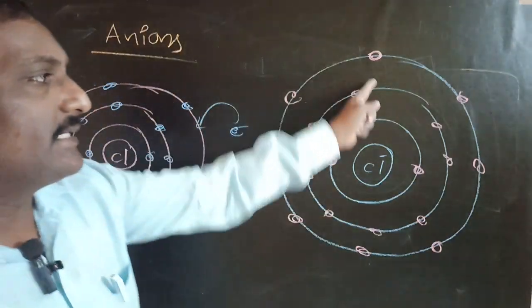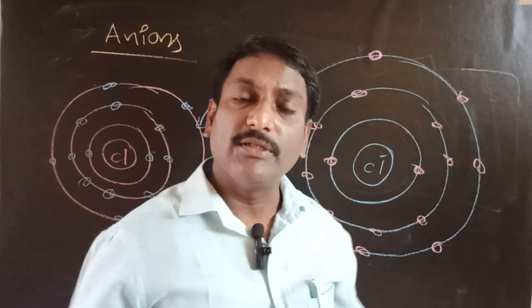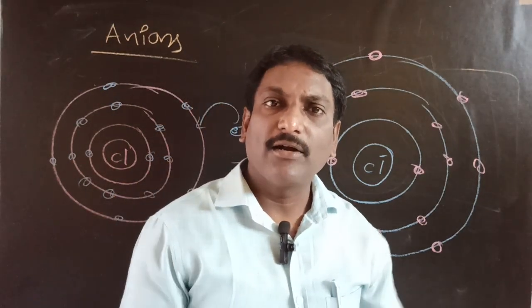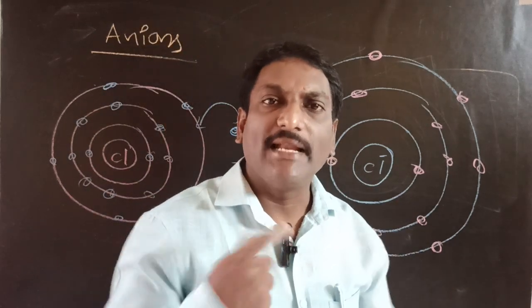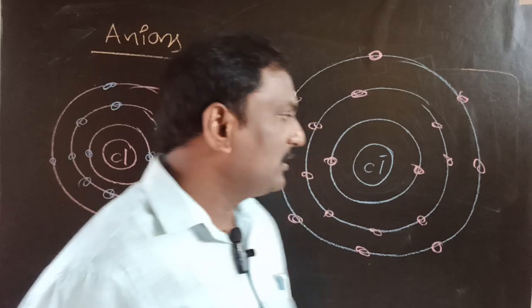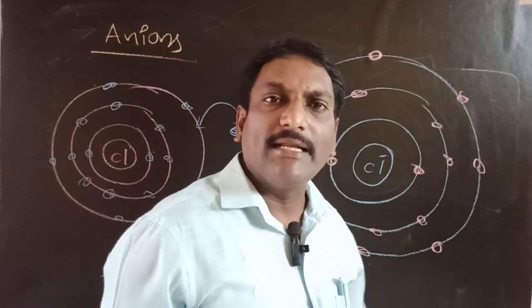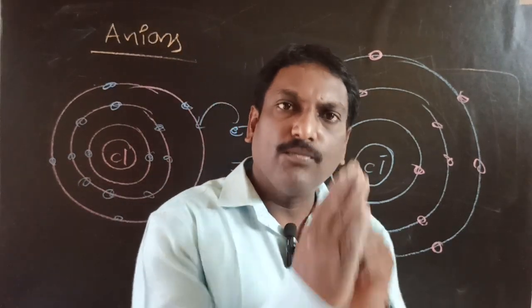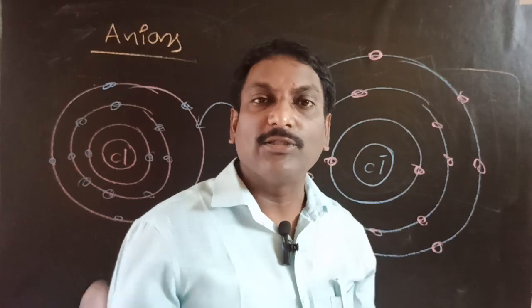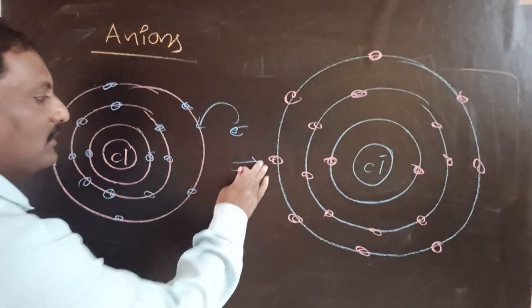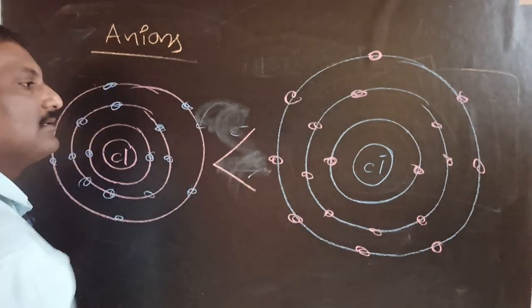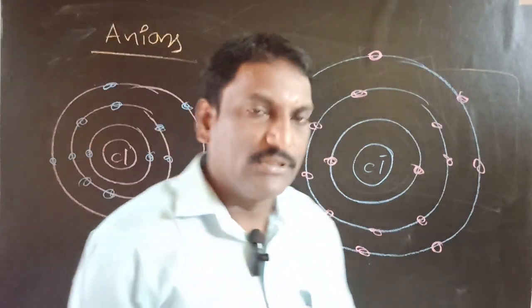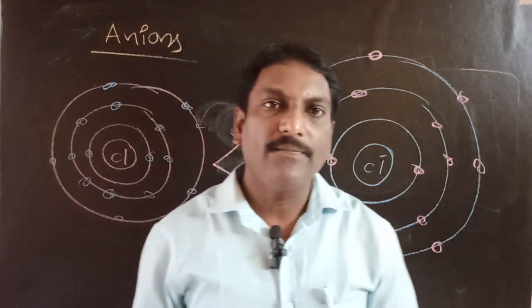If the number of electrons increases, the attraction between the protons and electrons somewhat decreases, because in the case of an anion, the number of protons is lesser than the number of electrons. So due to the decrease in proton density, the shells move away from the nucleus and the size of the anion increases. So the size of the anion is always greater than its parent atom. So this is the formation of cation and anion.